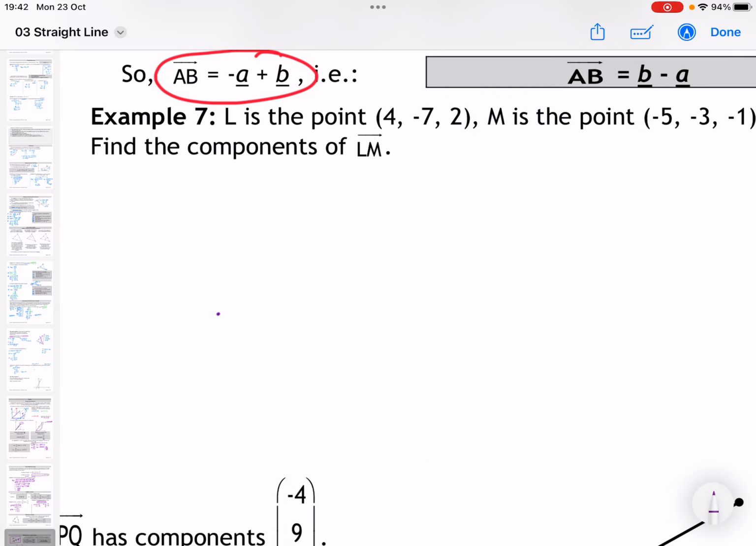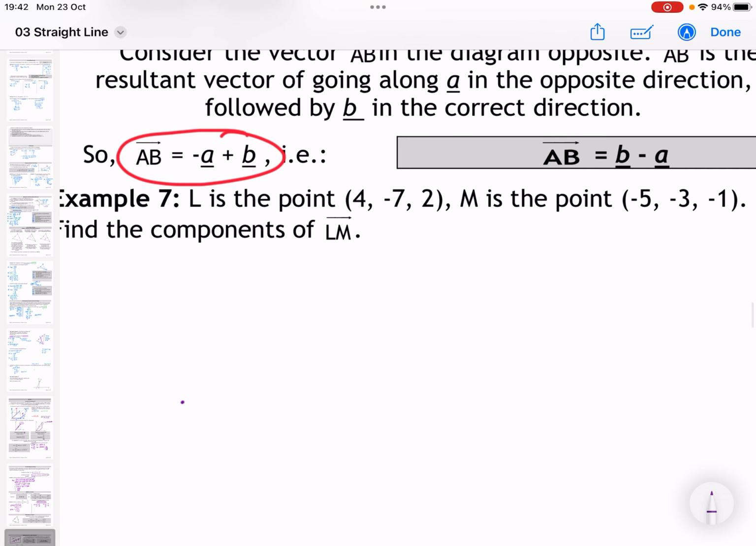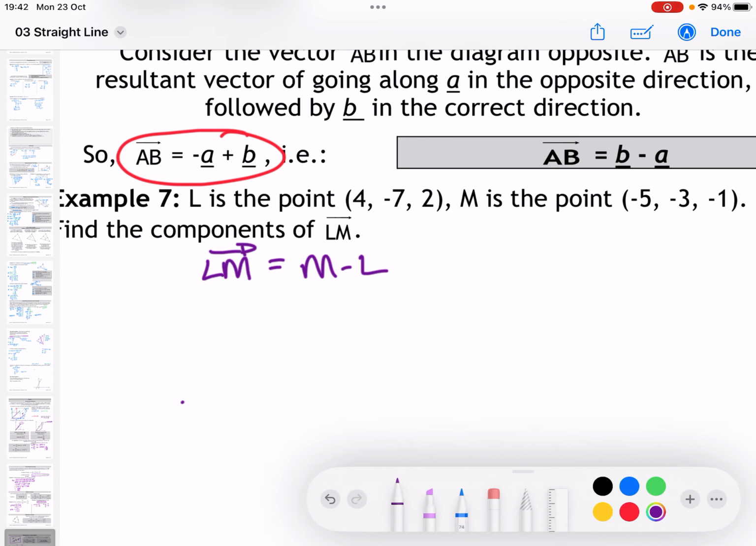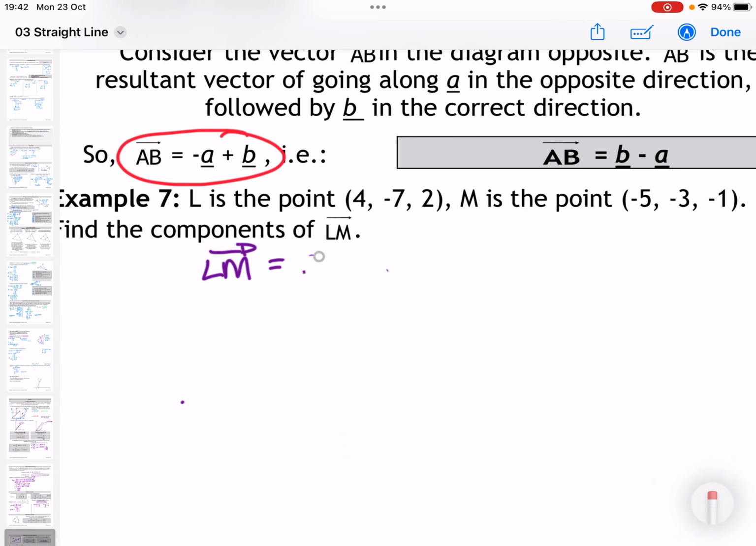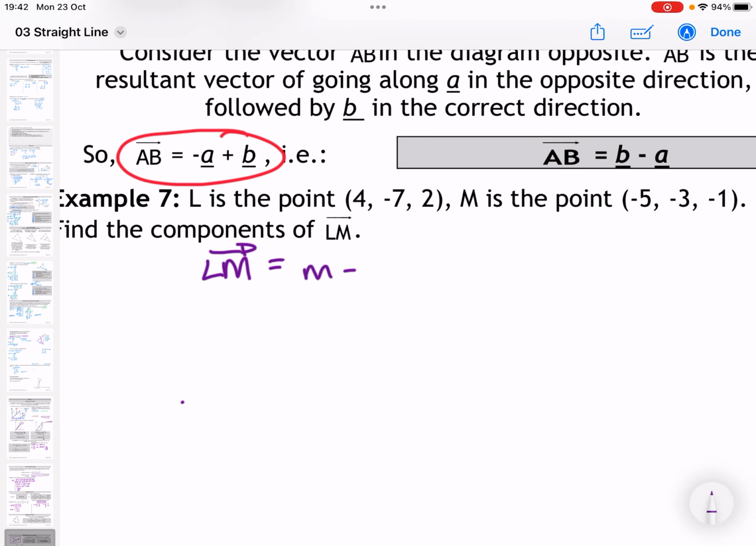So we're working out vector LM. That is saying M minus L. It's usually lowercase rather than capital. I just wrote them too big, sorry. So we're M minus L, position vector M minus position vector L. Note how the M was second in the vector, so we write it first.